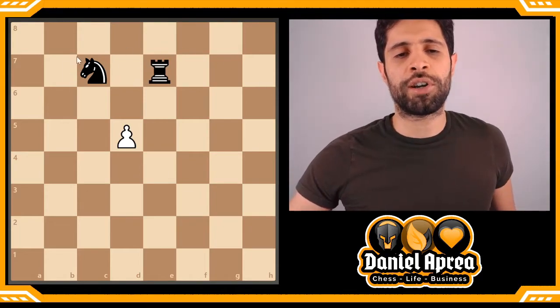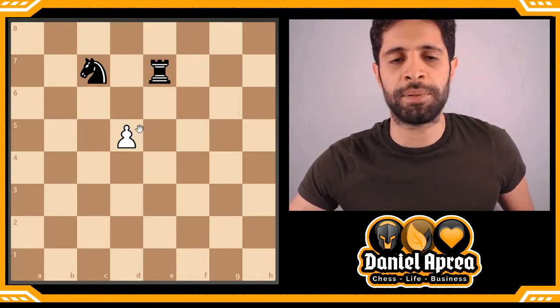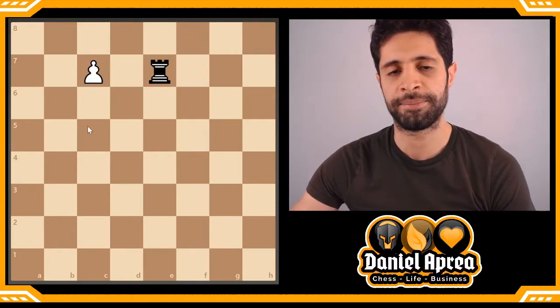Okay, so if we are in a situation like this, and I have a pawn, and my opponent's got a knight and a bishop, by pushing the pawn here, I am forking, meaning I'm attacking two pieces at the same time. Therefore, black can only move one, and I'm going to take the other one after black moves. So that's an example of how to win pieces.